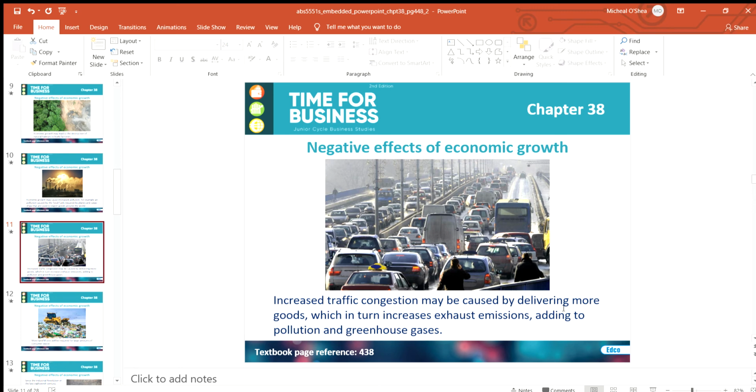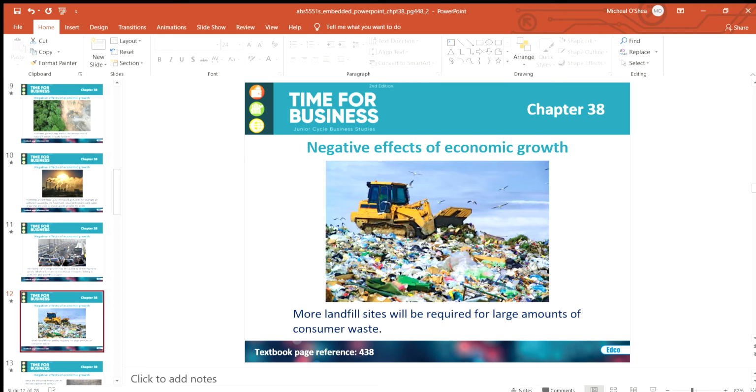So obviously these emissions from the vehicles that are constantly traveling has added to increased pollution and greenhouse gases. More landfill sites are required for a large amount of consumer waste, with the amount of things that we are producing. And I saw something recently which was actually quite shocking: I think 10% of the emissions, or something to do with the waste, was to do with the fast fashion industry that has started to develop more and more over the last 10 years.